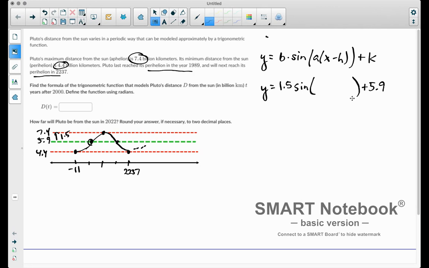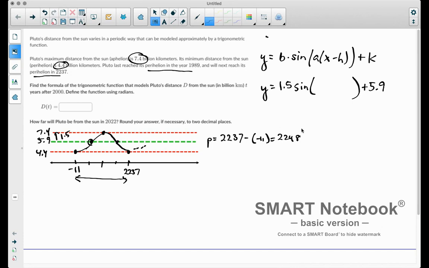And now we need this junk here. We need to figure out the period, and then we need to figure out what 1/4 of a period is, because that's this distance. Your period here is just to subtract: 2237 minus negative 11, or plus 11. It's this distance right there. I'm going to go minimum to minimum. So 2237 plus 11 is 2248.